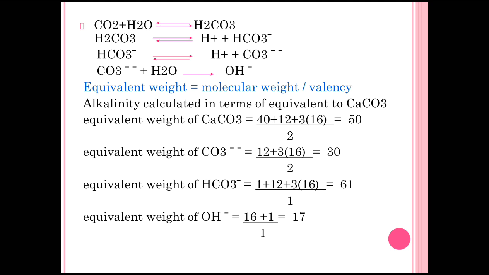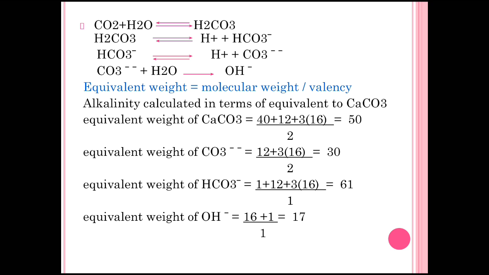Now the equivalent weight of calcium carbonate is equal to, we know that the atomic weight of calcium is 40, then carbon is 12, so 40 plus 12, then 3 oxygens are present, so 3 into the atomic weight of oxygen, 16, whole divided by valency. We know that the valency of calcium carbonate is 2, so 50 is the equivalent weight of calcium carbonate. In the same way we calculate the equivalent weight of carbonate.